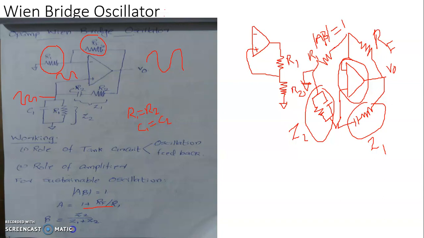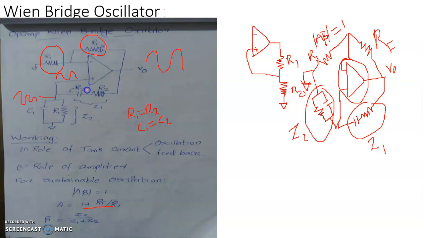Now let's make a qualitative analysis. For sustainable oscillation being obtained, the Barkhausen criteria must be satisfied. That is A beta equal to 1. Gain of the amplifier is A equal to 1 plus Rf by R1, and beta is equal to Z2 by Z1 plus Z2. We will now evaluate Z2 and Z1 and substitute here. Z2 is the effective of this parallel combination. Z1 is the effective of this series combination.